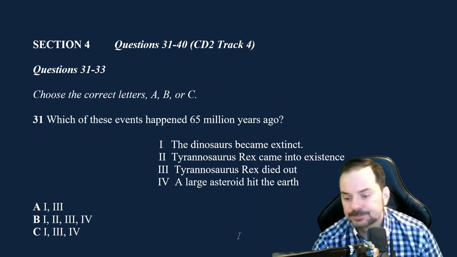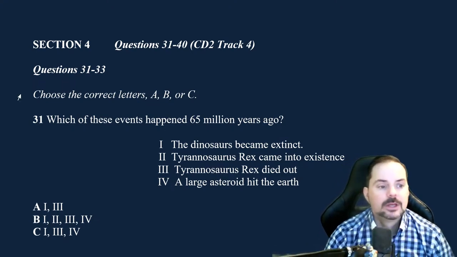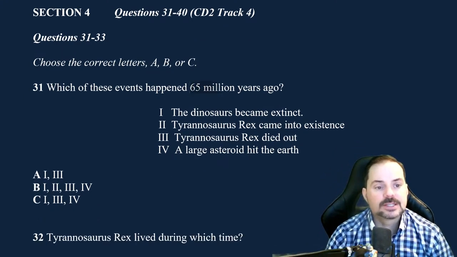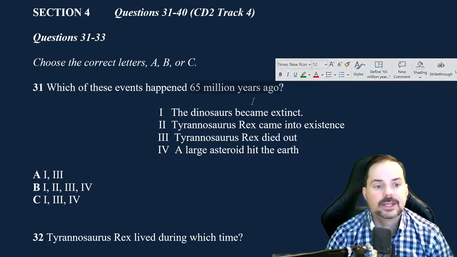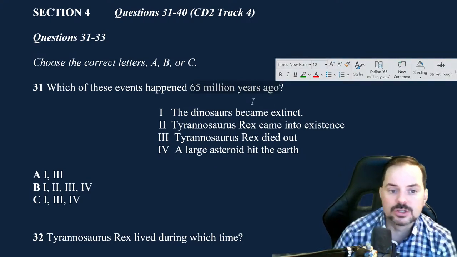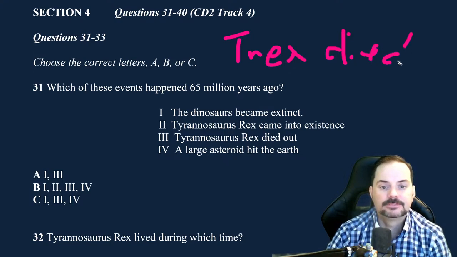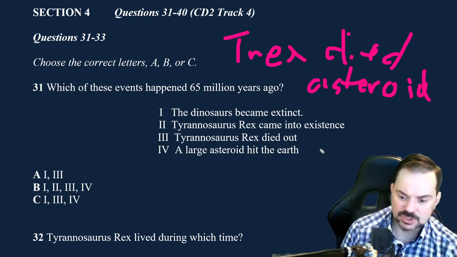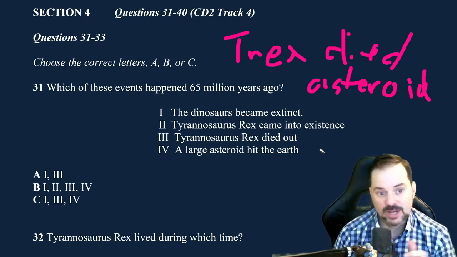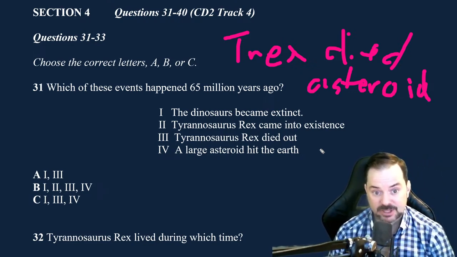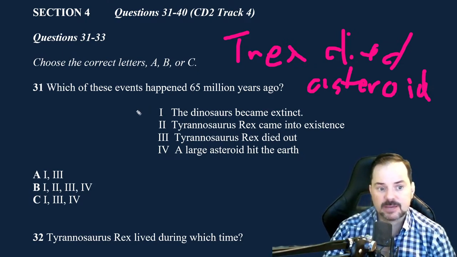Section 4. Okay. So here the focus is 65 million years ago. And here I took some notes. You saw me writing some notes here. You probably saw me write T-Rex, and then died, and then asteroid. So what happened 65 million years ago? The dinosaurs became extinct? Yep, because I wrote the dinosaurs died.